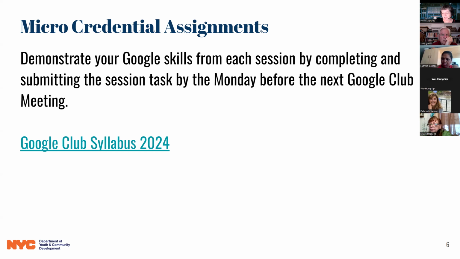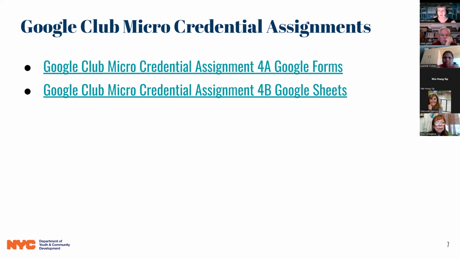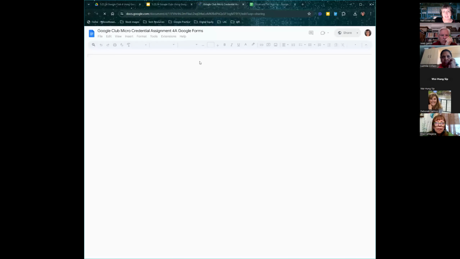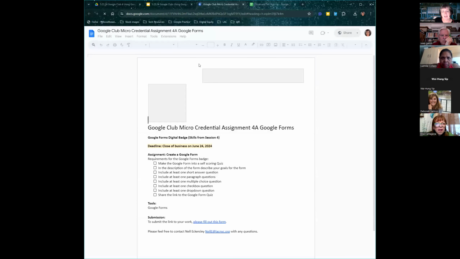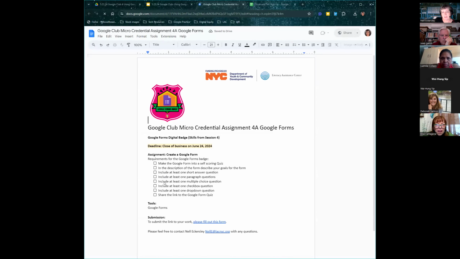And it's very explicit. So we have the syllabus here, but if you go to slide number 7, these are the two assignments this week. So we have Google Forms and we have Google Sheets. They look like this. So they're very explicit requirements of what we need to see there. And I think we'll cover all of that stuff in the session today. So again, that's why the recording is so helpful.